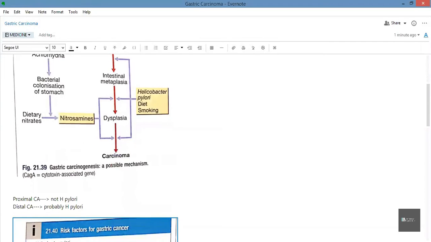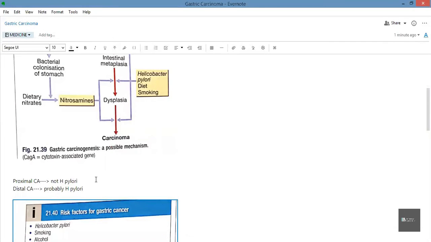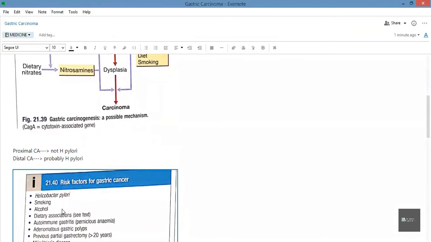Now, we've noticed that the distal carcinoma is probably because of H. pylori, since we know that H. pylori infects the antrum of the stomach most commonly, and the proximal carcinoma is probably not due to H. pylori.